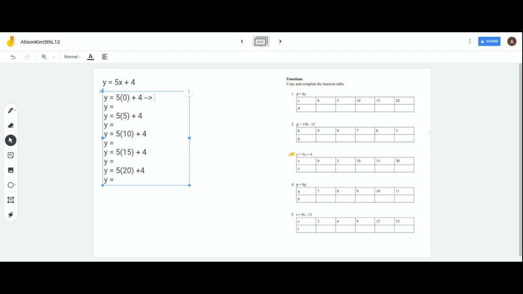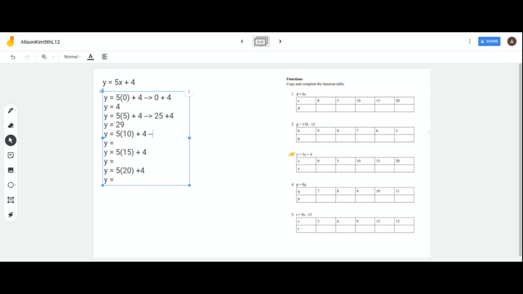It's 0 plus 4, right? And we know that 0 plus 4 is just what? 4. So y equals 4. Now let's move on to x equals 5. 5 times 5 is what? 25, right? So we put 25, and then we bring that plus 4. Now we do 25 plus 4 and we get 29. So that's going to be another y value.